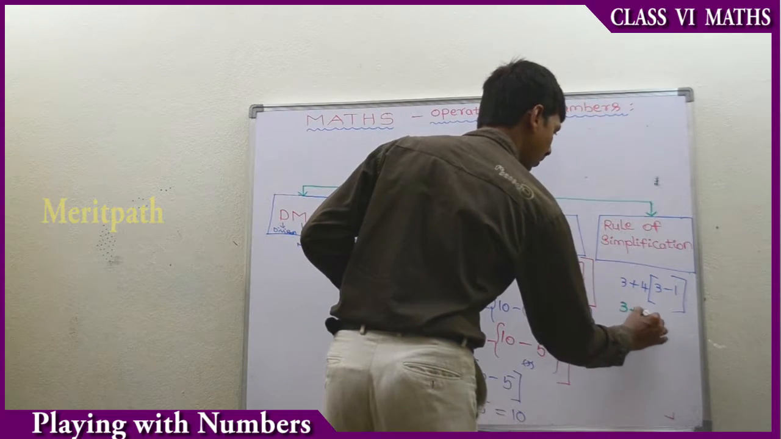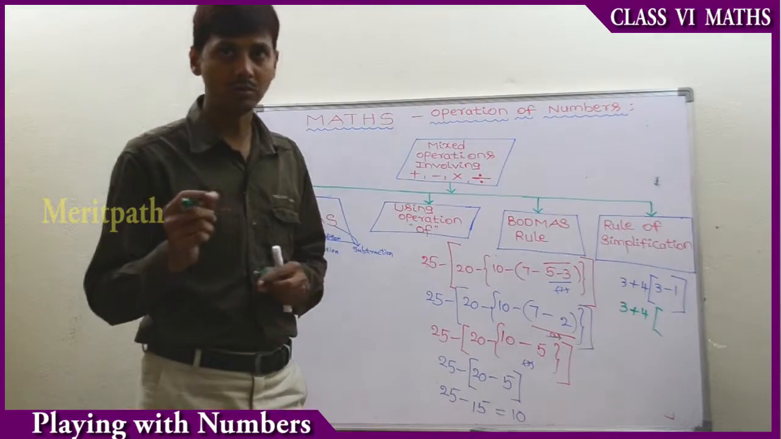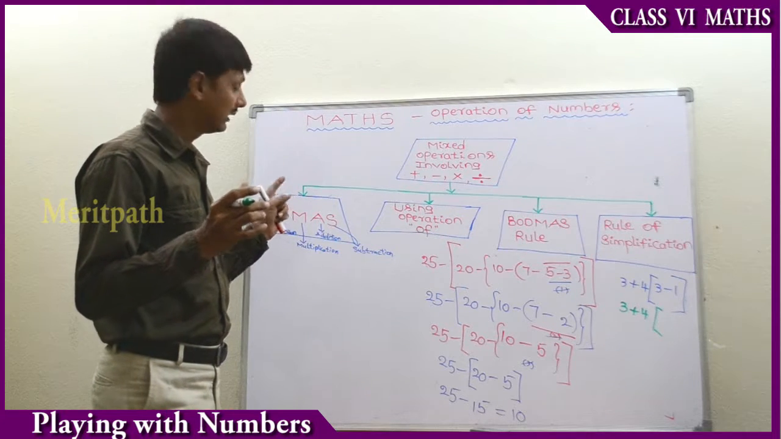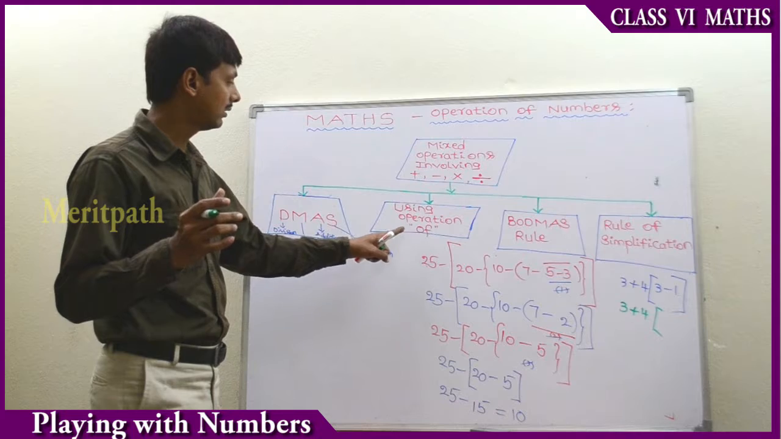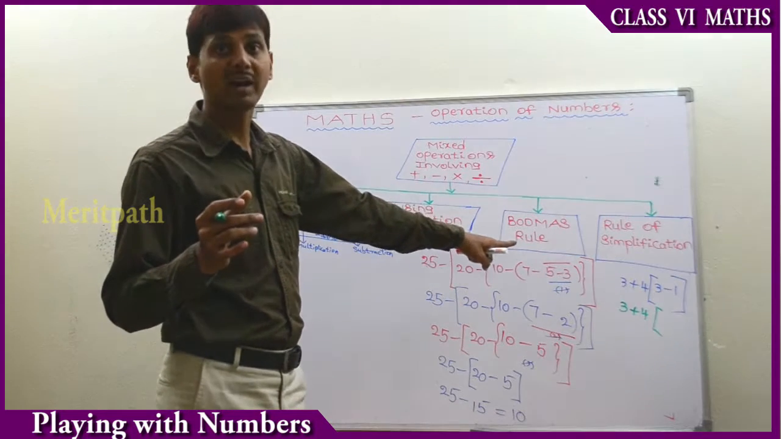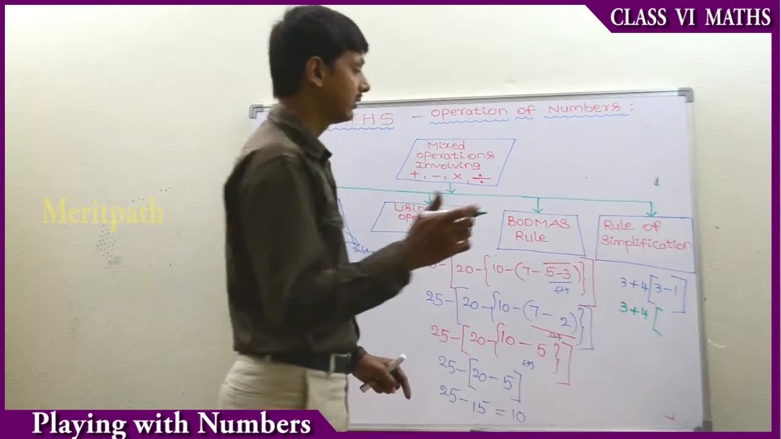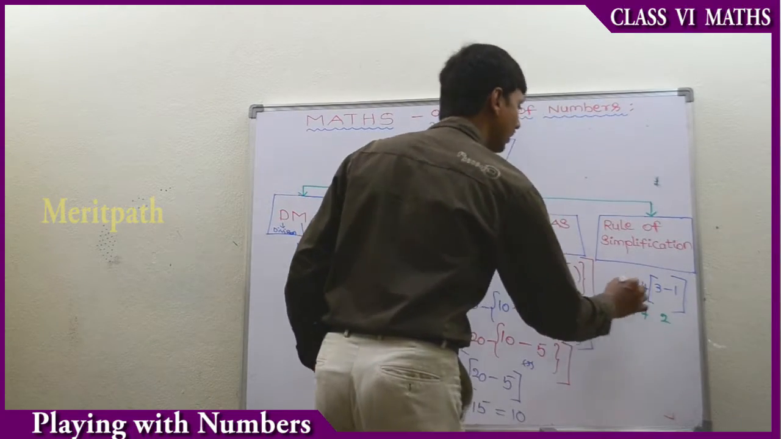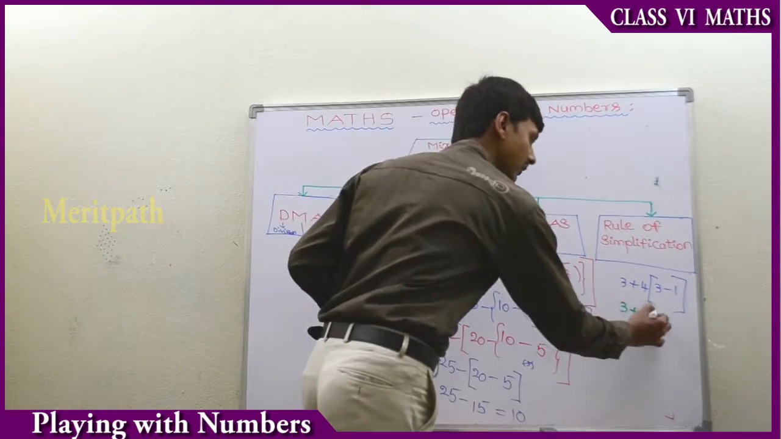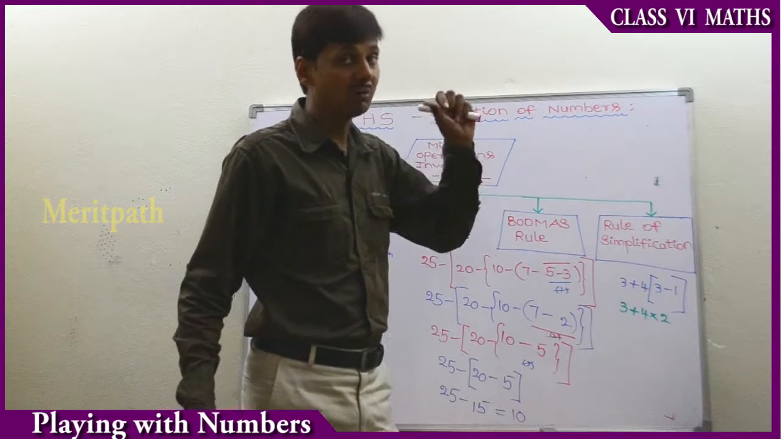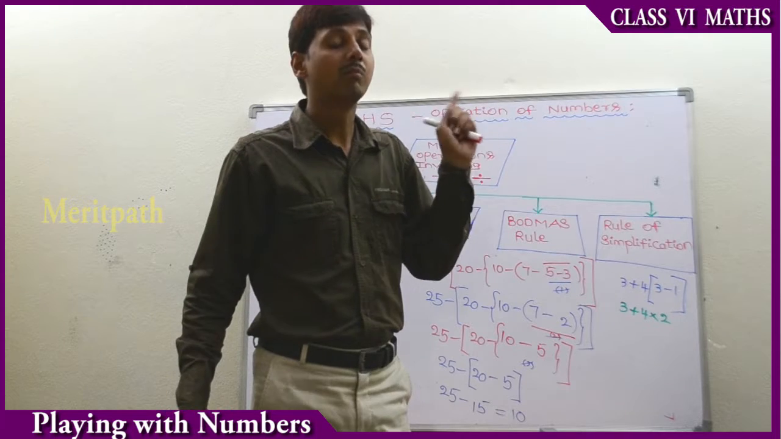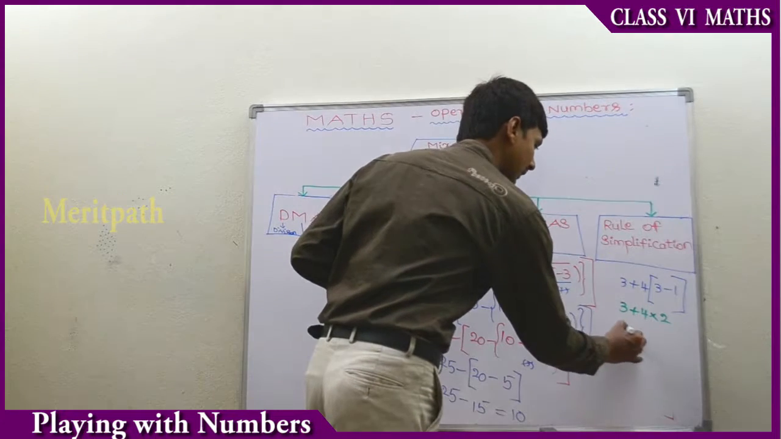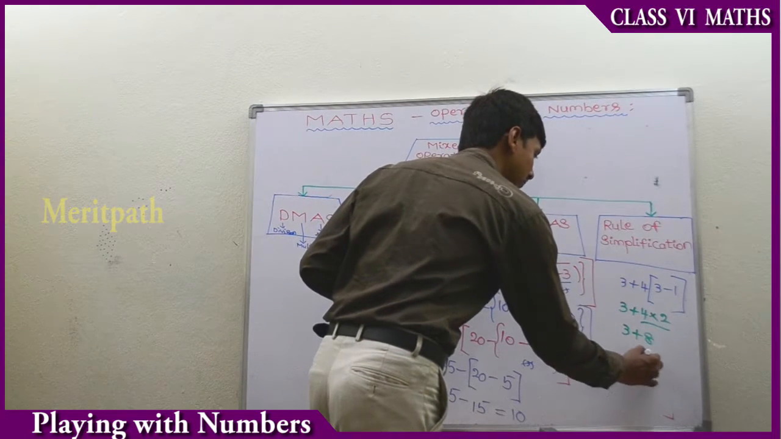3 plus 4 brackets of 3 minus 1. We need to simplify using the brackets rule. So bracket first, because using the BODMAS rule: bracket, of, division, multiplication, addition, subtraction. So here there is a bracket. So simplify this. 3 minus 1 is 2. In between the number and the bracket, multiplication comes here. If there is no sign between bracket and the number, then we need to consider it as multiplication. So 3 plus 4 into 2 is 8, and 3 plus 8 is 11.